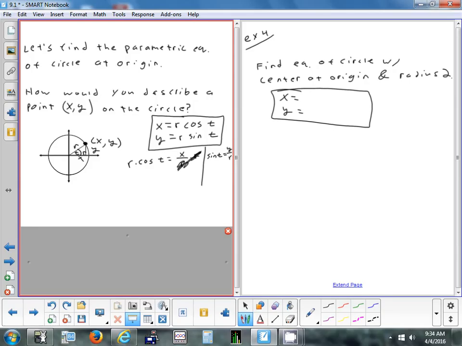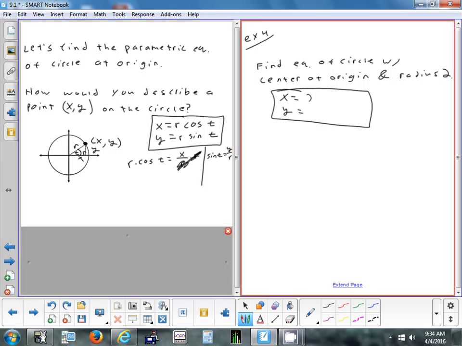So, can somebody give me the equations of a circle with a radius of 2? Yep. x equals 2 cosine t, y equals 2 sine t. Okay, this one I want to graph because I'm going to show you what t-step does. This is a real good one. If you don't have t-step correct, weird things happen.